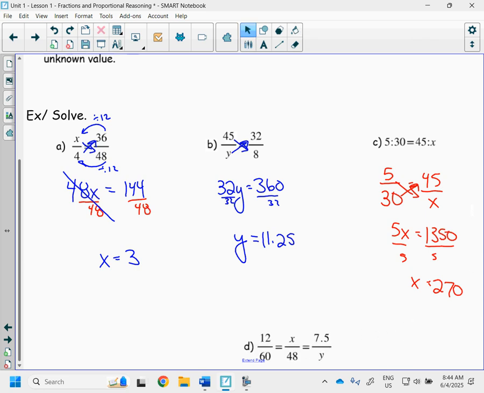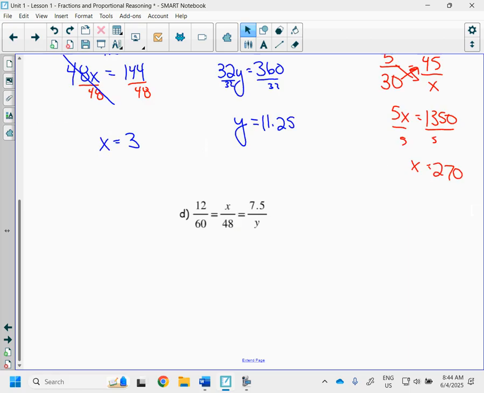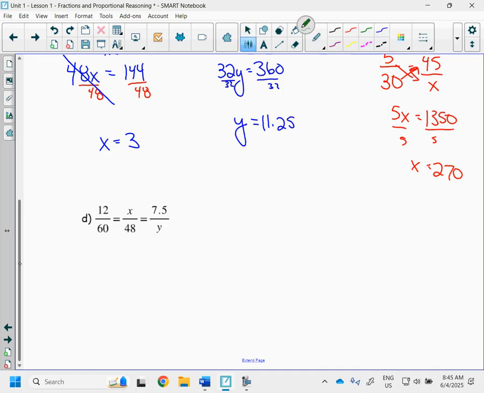All right, last but not least, our little extension for today. What if we get a triple fraction? The reason we're showing this is it's a skill we're going to need down the road. How do I solve a triple fraction? Well, you don't. You solve a double fraction. You pick two things at one time and just work with those two. Exactly what you've been doing.